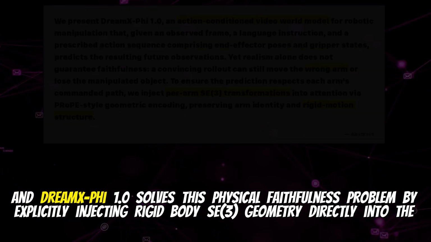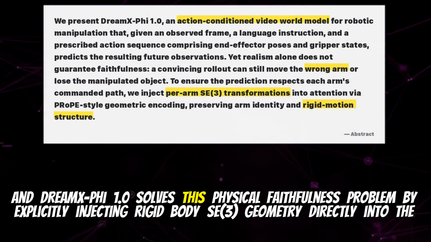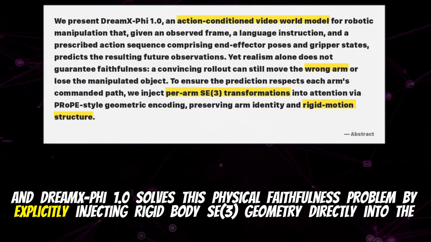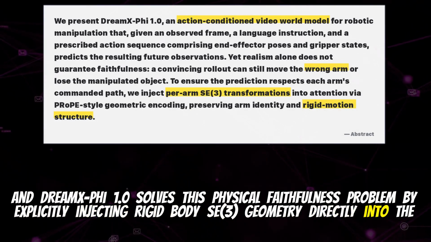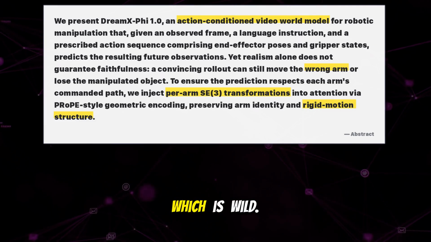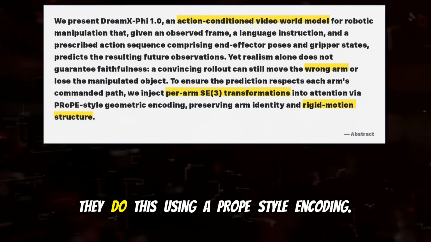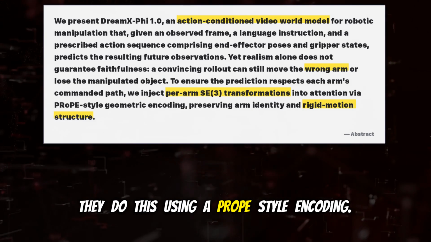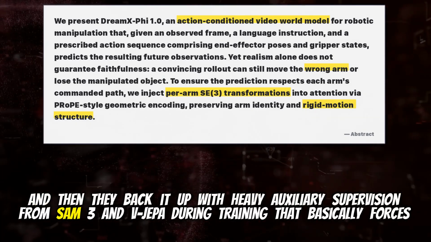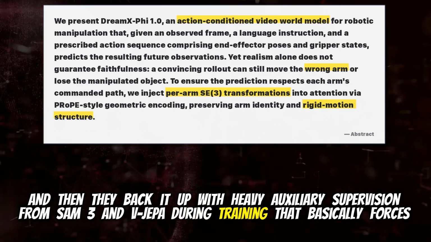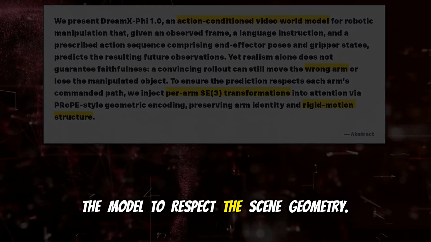And DreamX-Phi 1.0 solves this physical faithfulness problem by explicitly injecting rigid body SE3 geometry directly into the transformer's attention mechanism. Which is wild. It is. They do this using a PRoPE style encoding, and then they back it up with heavy auxiliary supervision from SAM3 and V-JEPA during training. That basically forces the model to respect the scene geometry.